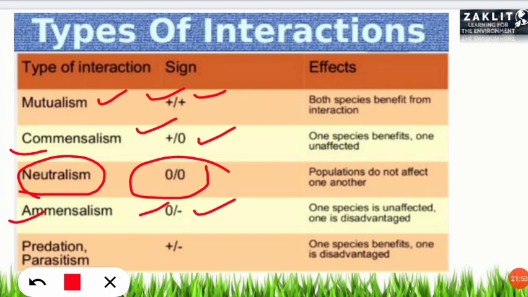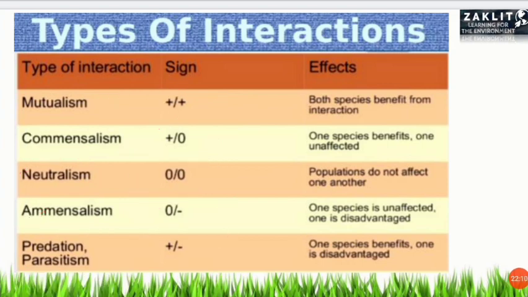Next case is predation and parasitism. Predation is predator and prey interaction. Parasitism means parasite and host. In that case, one species is benefited, that is a positive symbol, and another one is disadvantaged or not benefited, that is a negative symbol. So I hope you are able to know all these types of interaction and speciation we learned in this video.